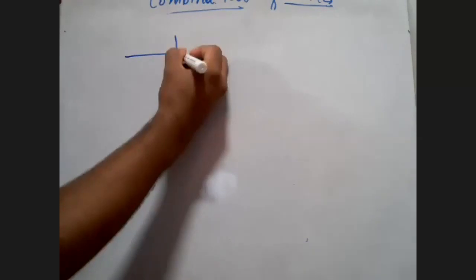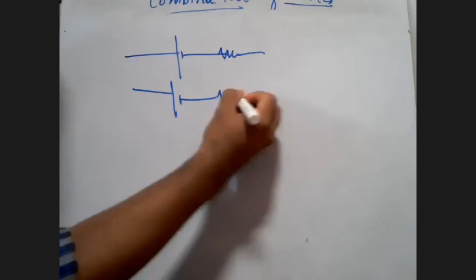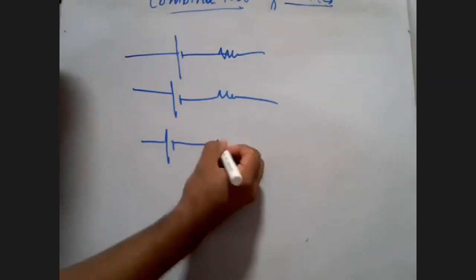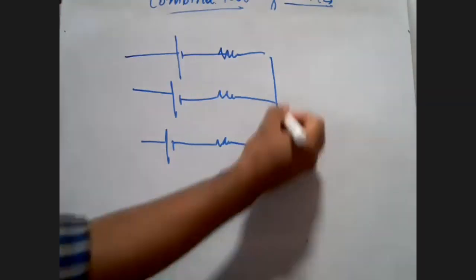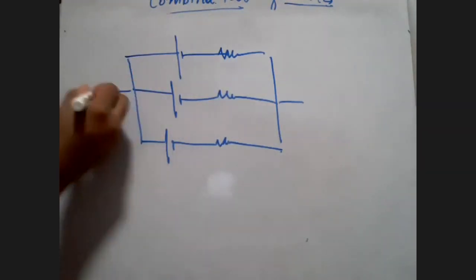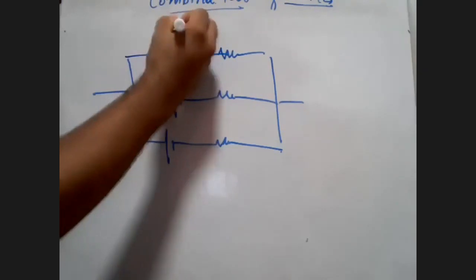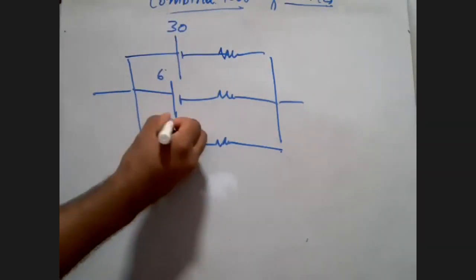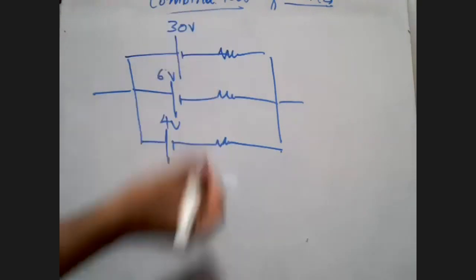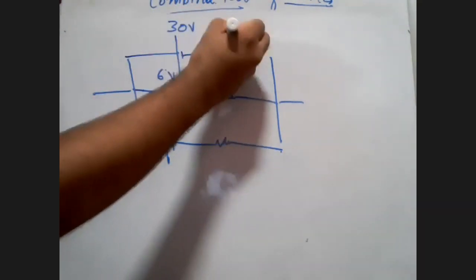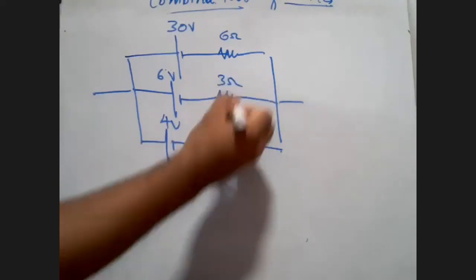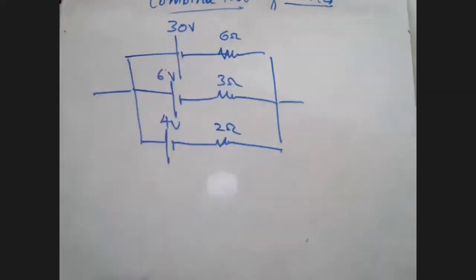Okay. Find out the potential difference if there are three batteries like this with three internal resistances. Can you find out? Let's say this is 30 volts, this is 6 volts, and this is 4 volts. And the resistors are going to be 6 ohms, 3 ohms, and 2 ohms. Find out the potential difference across each cell.